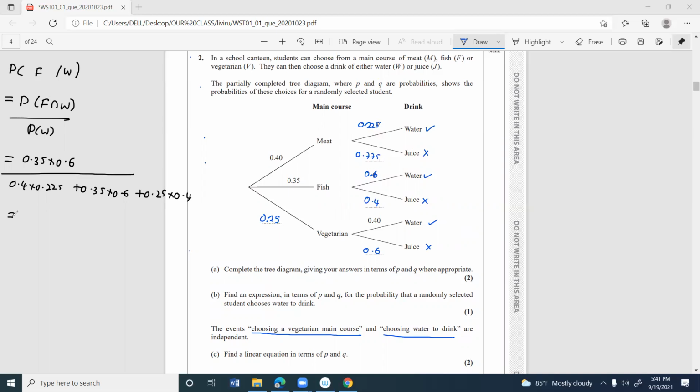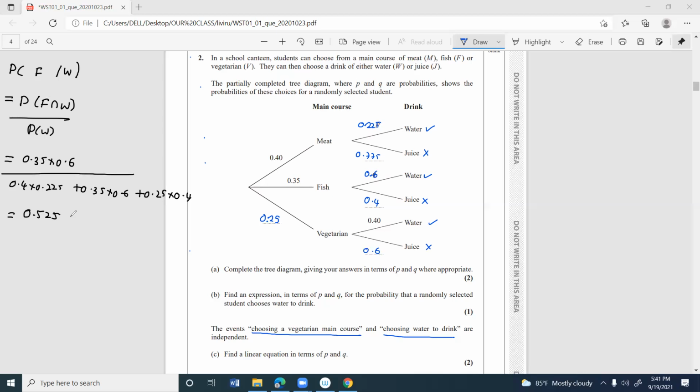0.225 plus 0.35 into 0.06 plus 0.25 into 0.4. That answer is 0.525. Now you can see that after knowing they are buying water to drink, the probability of choosing fish as their main meal is more than half of it. That means it has a greater tendency.